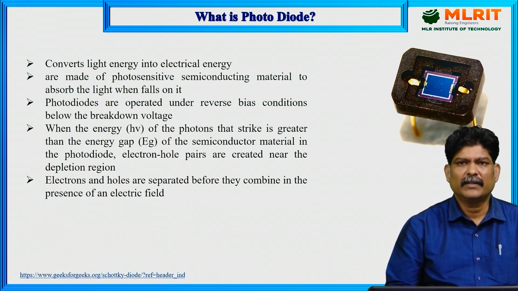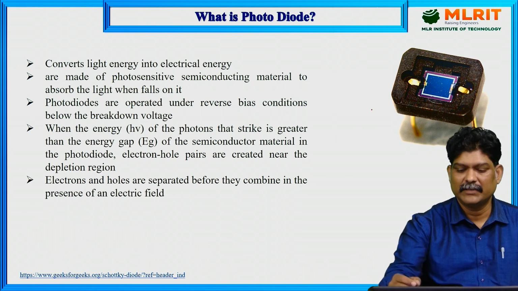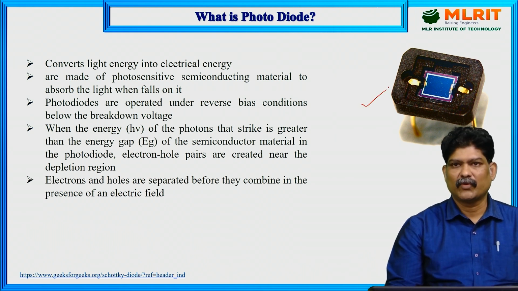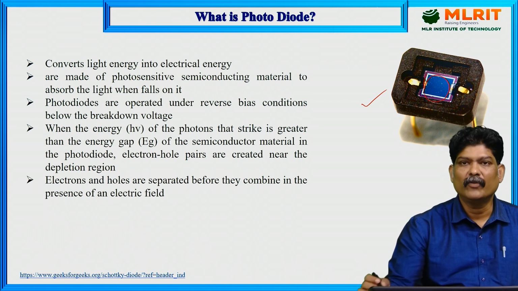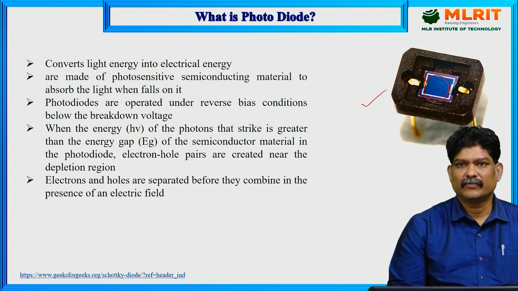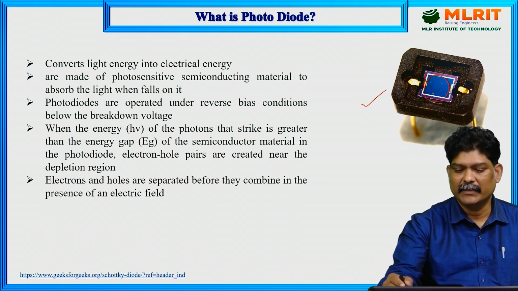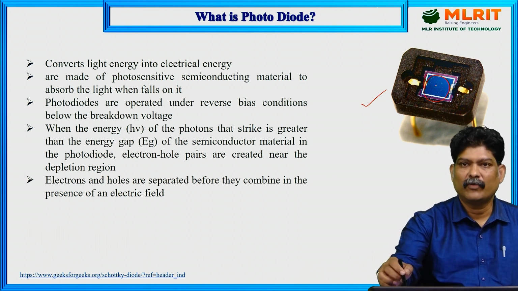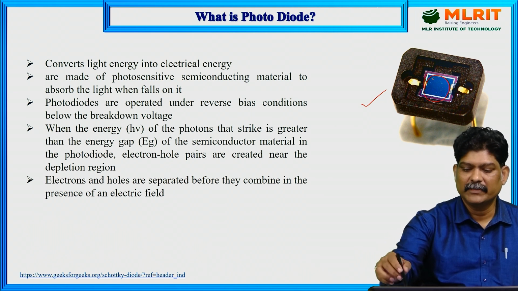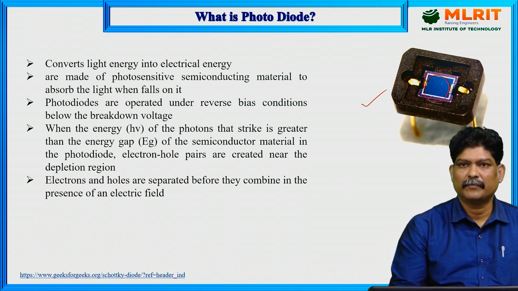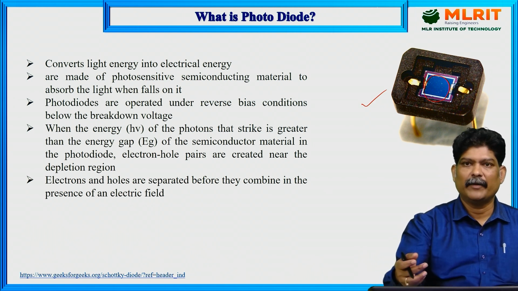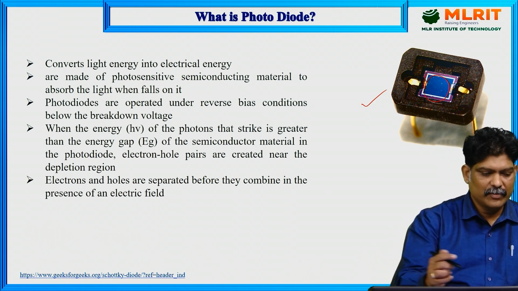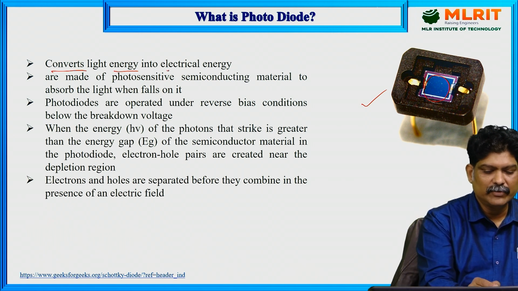Let us see what a photodiode is. You can observe here the real-time image of photodiode. This is the area on which the light rays will be focused. When light impinges on that particular area, it will be converted into electrical energy. How it happens, the mechanism, let us see. It converts light energy into electrical energy.